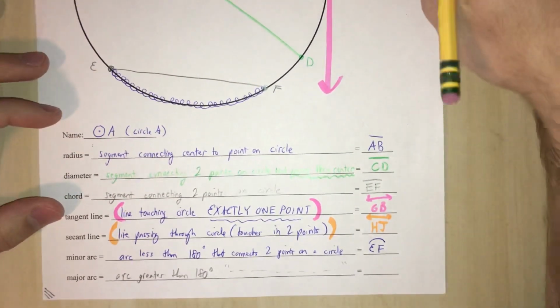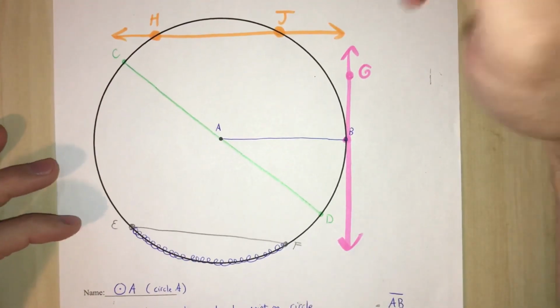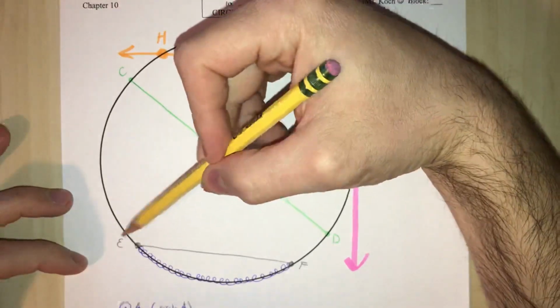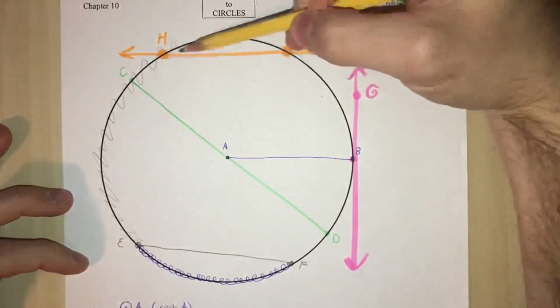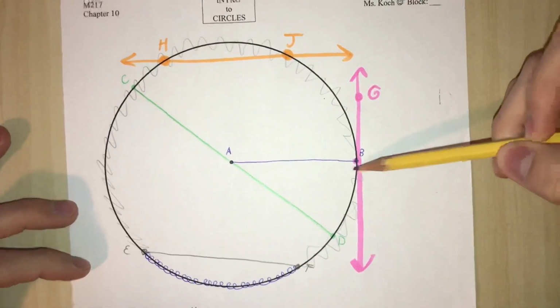So, for example, in this picture, a major arc would be like ECF. So look what I'm doing here. I'm going from E to C, all the way around, all the way around, all the way around to F. So that's a huge arc.